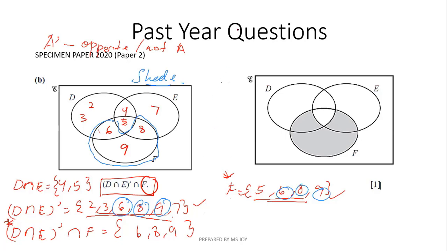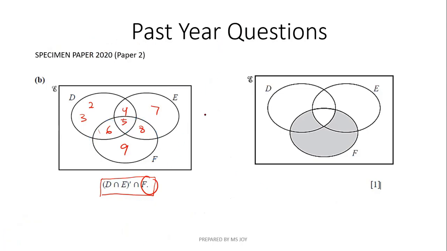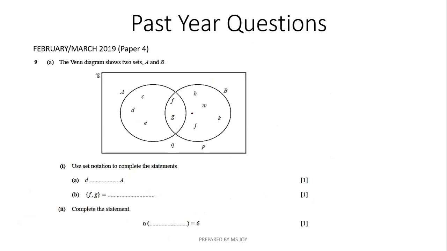Okay, come. Let's go to the next question if you can lah. For time or not? Got 7 minutes. This one. The Venn diagram shows two sets A and B. Use set notation. What is set notation again? The symbols are. So use any of the symbols and let me know what's the answer here. Or maybe you can say it out loud. D is what of A? Element. Okay, and then how about B, F and G?